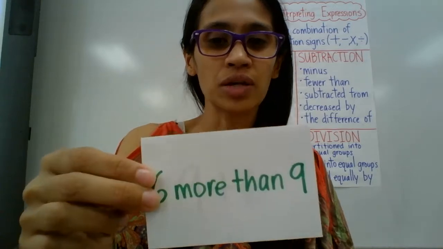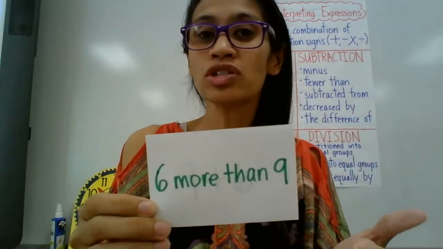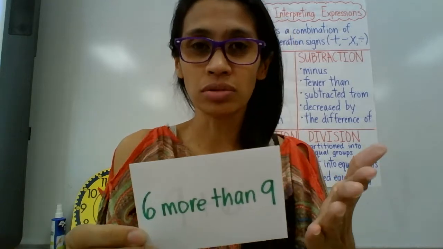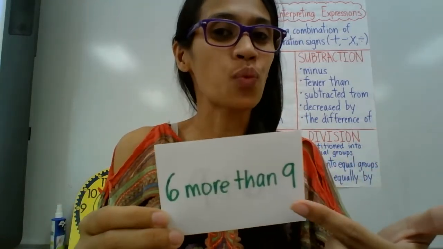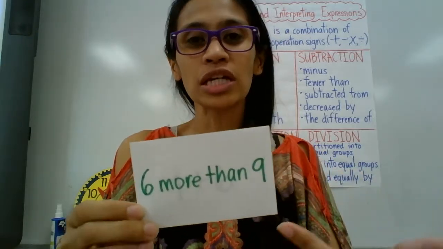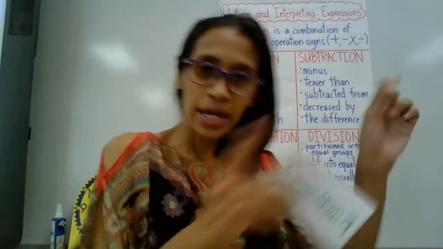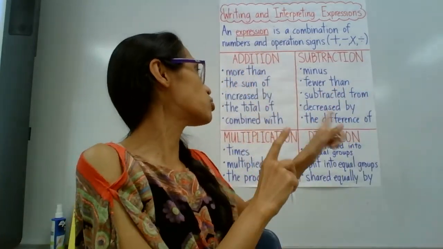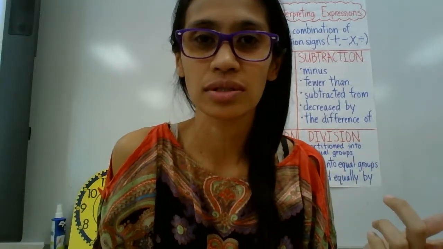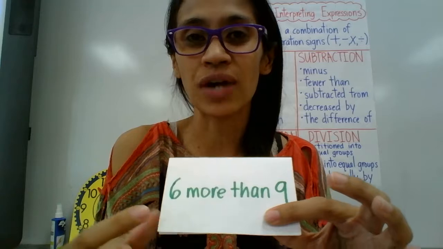So here, what do we have? 6 more than 9. Now, what I want you to do is write the numerical expression, that means number expression, that goes with that. So you look at your keywords, more than, and look at your handy-dandy chart. I'm going to look at mine. Do you see it in the addition, subtraction, multiplication, or division? It's in the addition box, which means more than signifies addition.